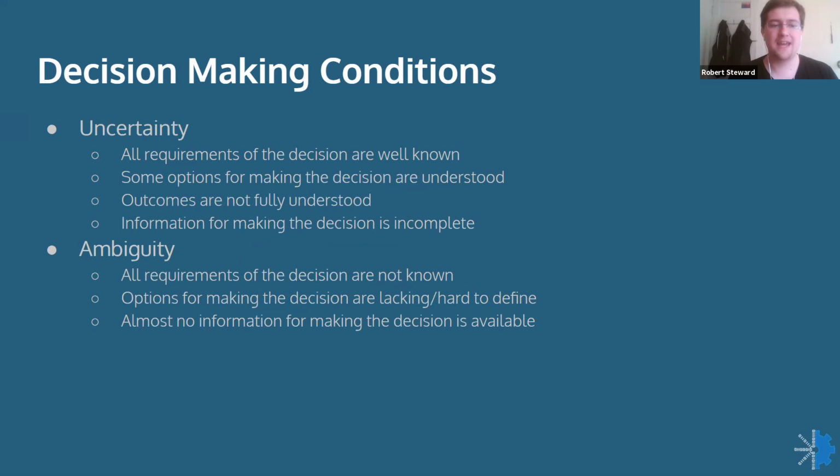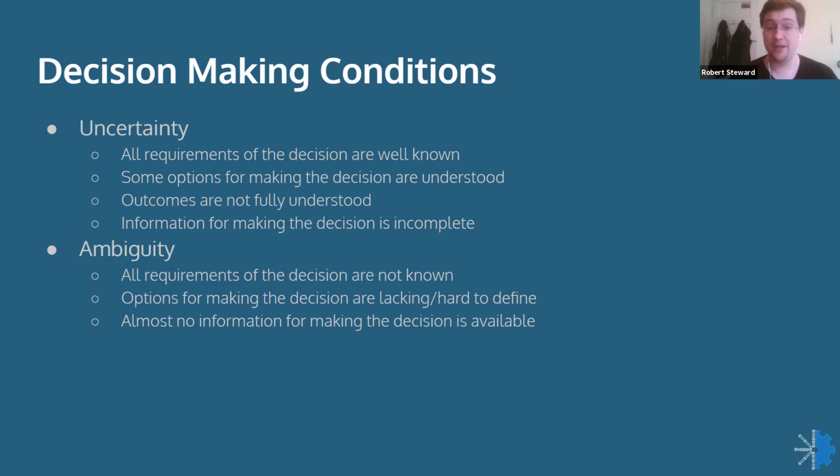The next part that we have is uncertainty and ambiguity. So in uncertain decision-making conditions, again, you understand the requirements that you're going to need to meet for your decision. Some of your options are understood, your outcomes really are not understood, and you're missing quite a bit of information when it comes to making the decision.